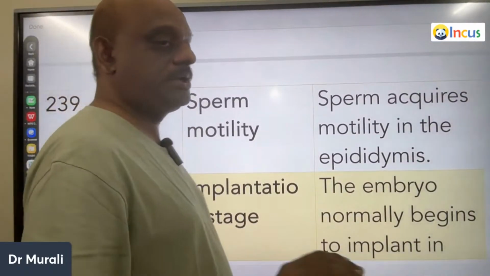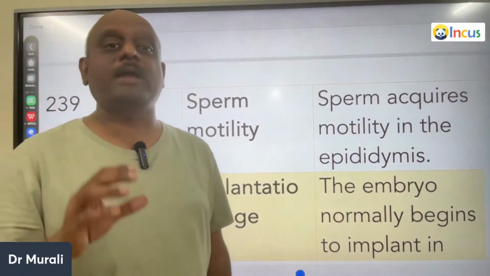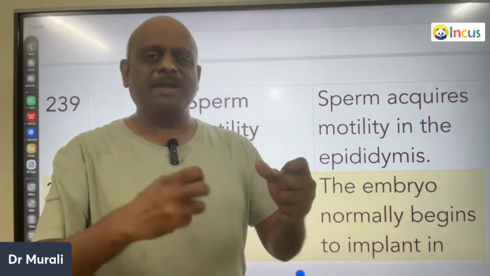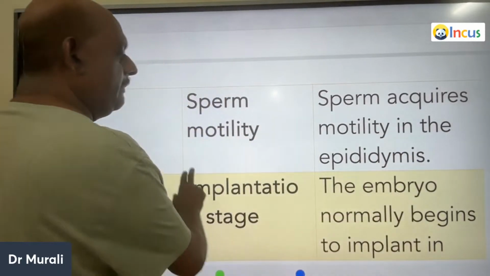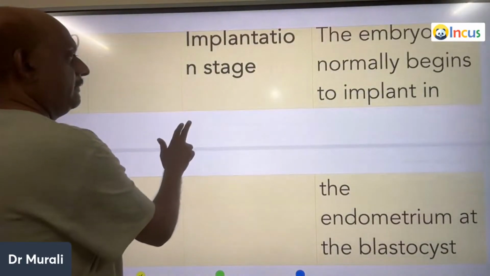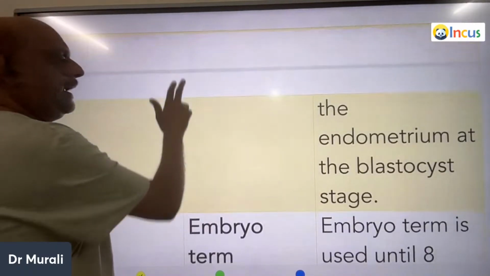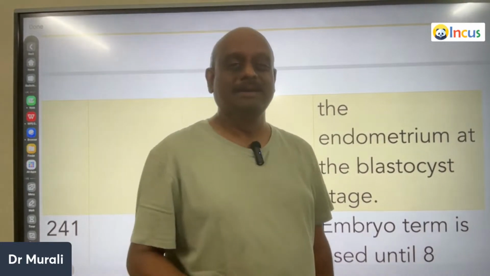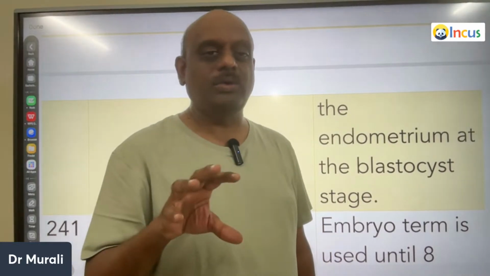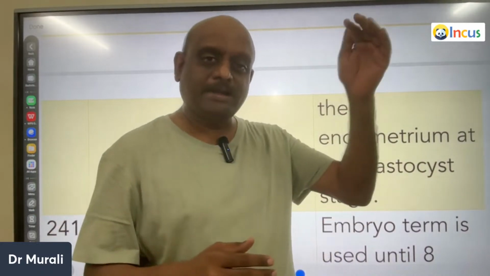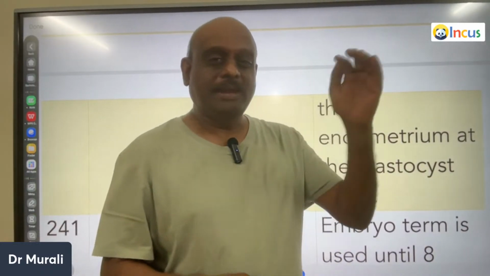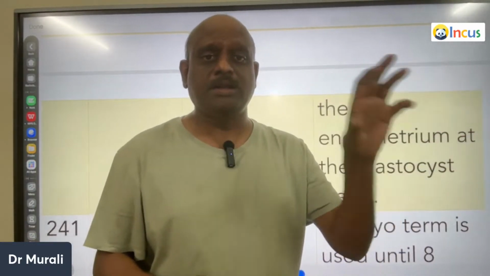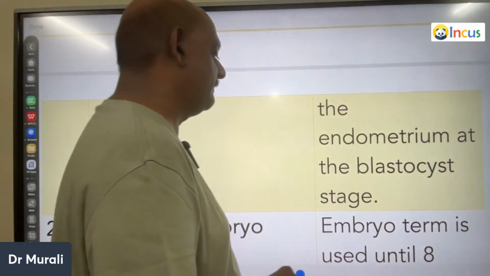And in which part of the male genital tract will sperm acquire motility, doctor? Epididymis. Epididymis is like an internship period, where sperm acquires motility. Now, when does the embryo begin to implant in the endometrium? So what is the stage? It is the blastocyst stage at which implantation occurs. So in embryology, you should know the timelines of the various events in fetal development. When will the heartbeat start, when will the lungs start functioning, etc., etc., etc.